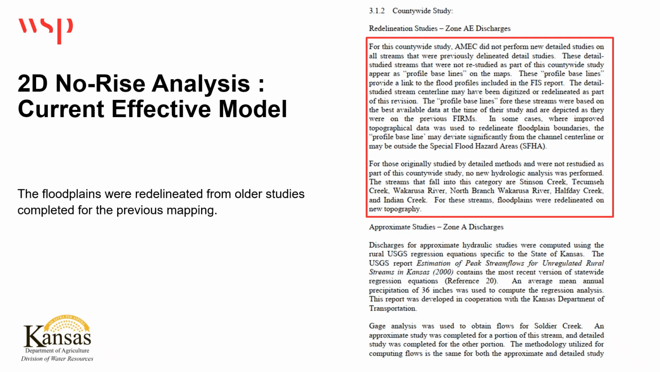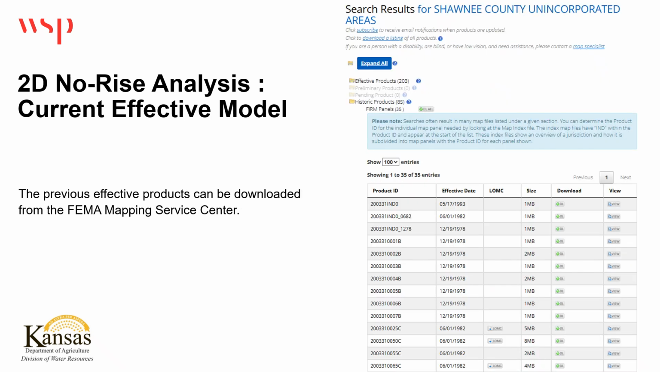We can dig into the text of the current effective FIS report and try to figure out what that table meant. And we can see here that the results of the previous modeling were just carried forward and the water surface elevations were replotted on new topography. If we want to dig further, we can find historic products from the previous effective modeling on the FEMA Mapping Service Center.